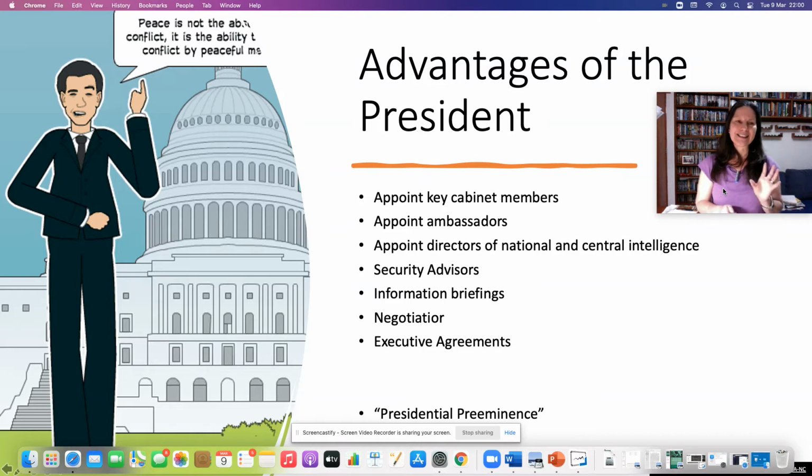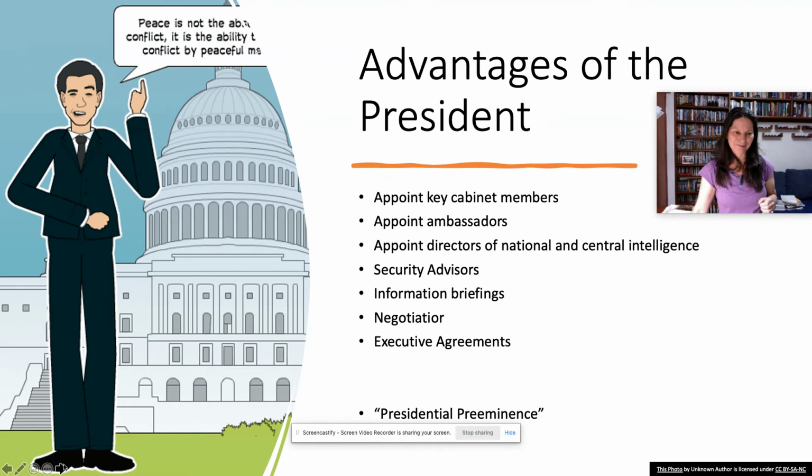Giving the president so much power in foreign affairs is considered something called presidential preeminence. That is the idea that the president should have the power to deal with foreign states as the president feels should happen. There are others who would rather not see presidential preeminence, but a shared preeminence and shared power in foreign policy making.